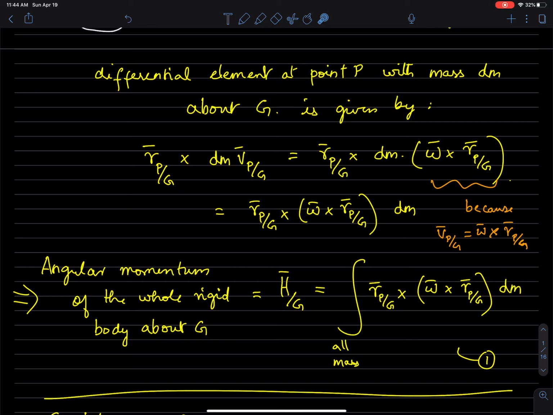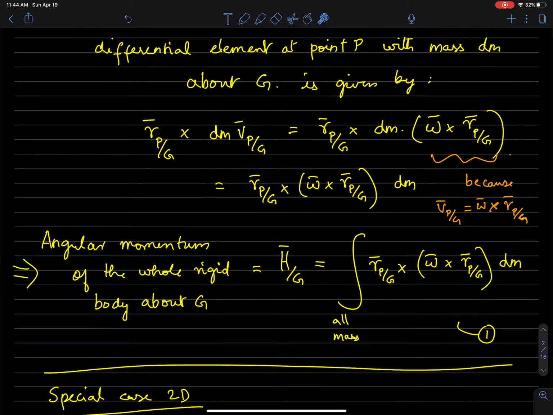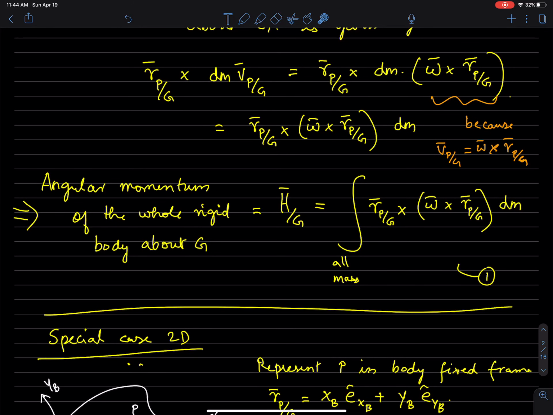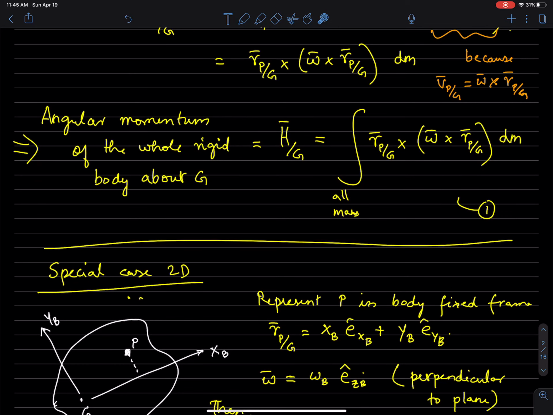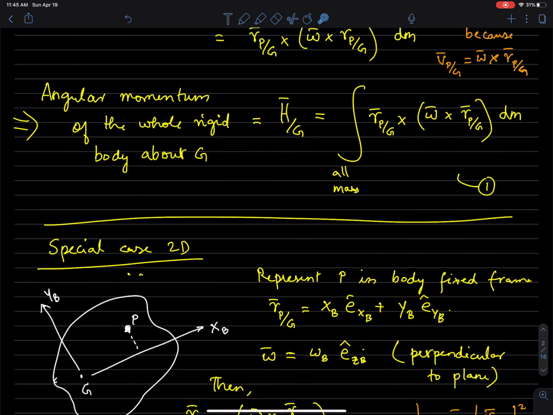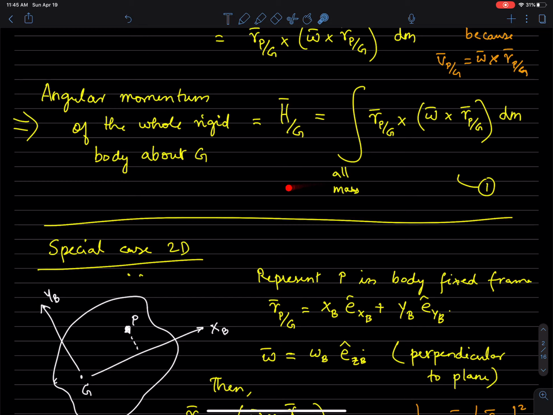So h with respect to G is just the integral of this quantity. The integral is over all mass, and we are integrating over all the differential elements within the mass. Another way of thinking about it is that it's a volume integral, essentially a triple integral over the whole volume. We'll get to that later. So this is the expression for angular momentum in 3D. Now, can we simplify this further?